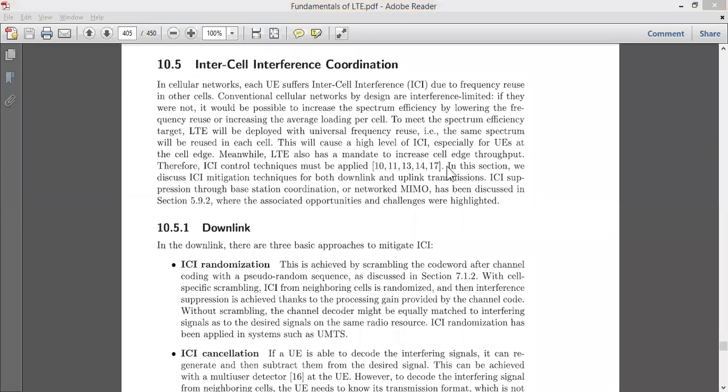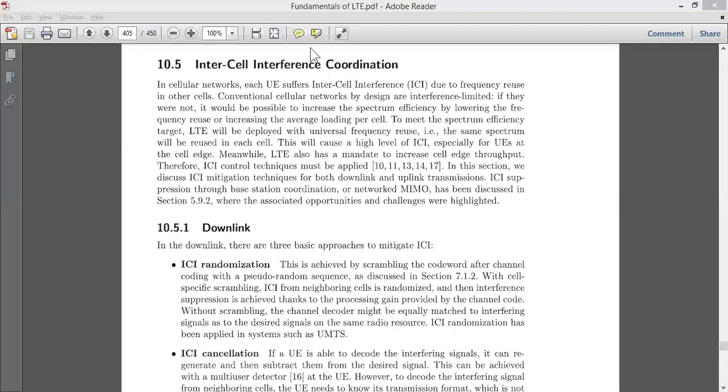For example, if I have a spectrum of 2 gigahertz, that 2 gigahertz will be reused in each cell. If I have 10 cells, all 10 cells will use the same frequency, irrespective of their cell area or geographical area. If I make use of this mechanism, there will be a high level of intercell interference. To overcome this problem of high ICI, there are some user equipments at the cell edges.